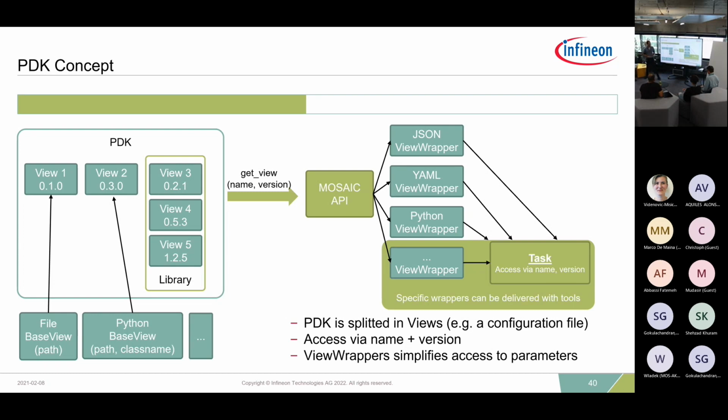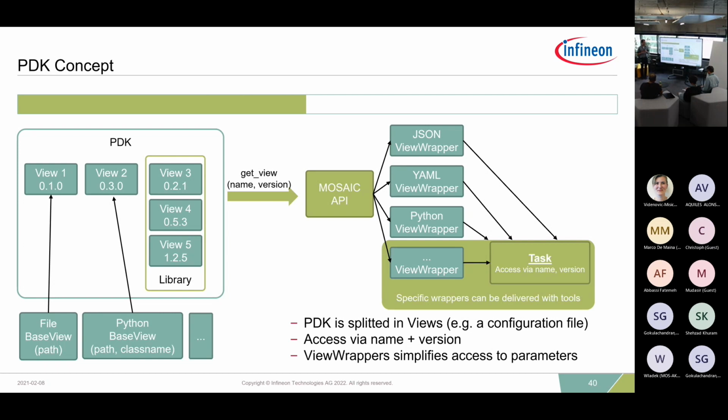For example, these are just really simple ones, a JSON view wrapper. If you have a JSON file, you can just use the JSON view wrapper to read the information in it. And each of these views has a name and a version. So it can be that a task needs, maybe, view 1 in version 0.1.0. It will just define it here later on in the view wrapper, and through the MOSAIC framework, it will grab and search for the correct view.